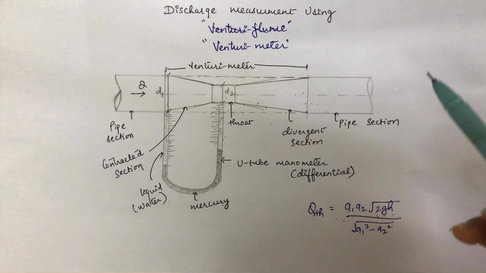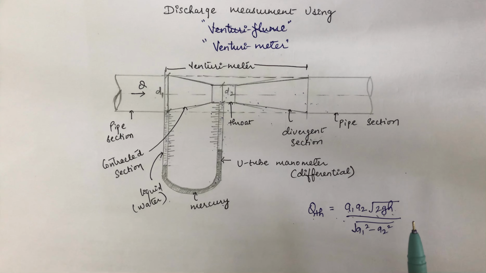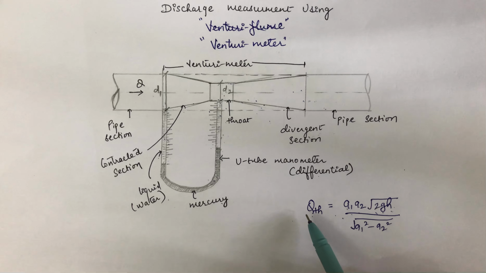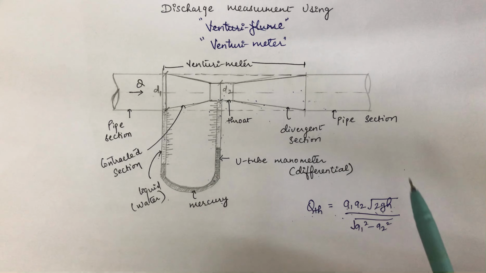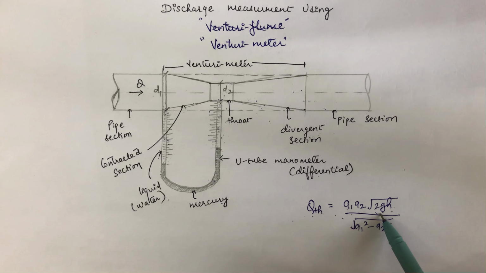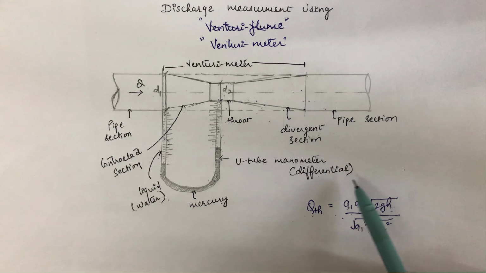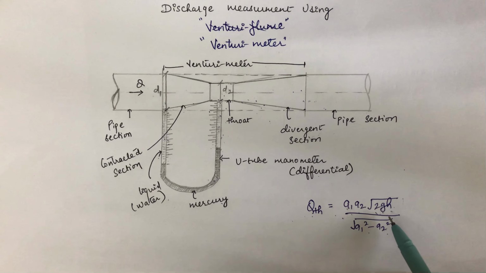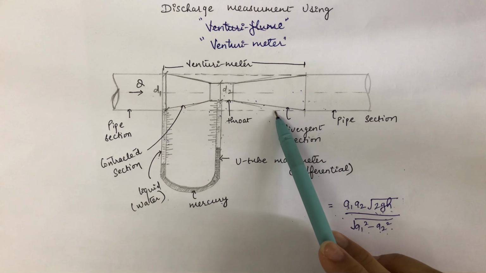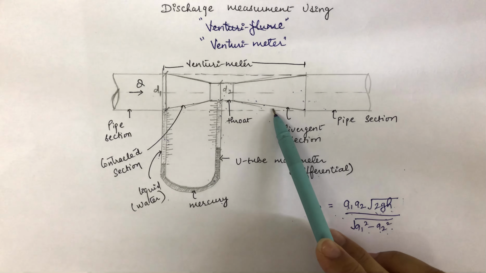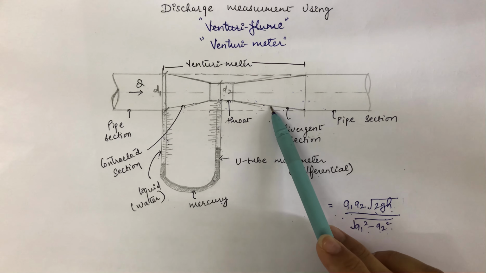Now we know that the equation used to calculate the theoretical discharge through the Venturimeter is A1 A2 under root of 2 GH upon under root of A1 square minus A2 square. If you want to see the detailed derivation of this equation, it is in my playlist, so you can watch how we can derive this equation from the basics of Bernoulli's theorem, which works on the principle of the law of conservation of energy.